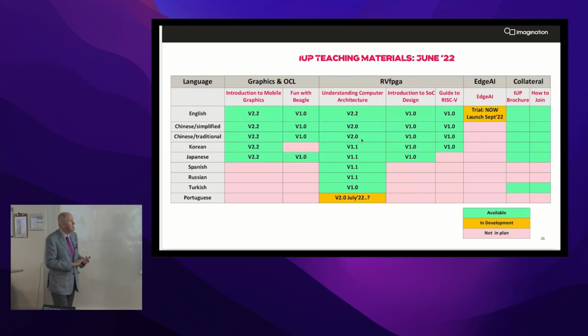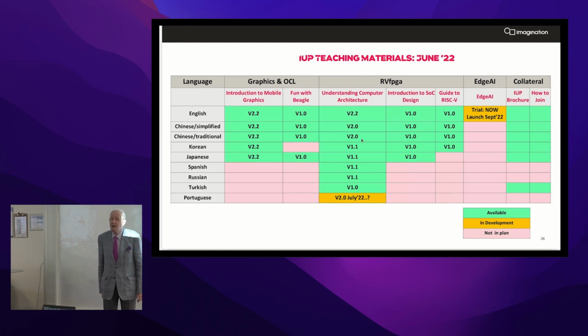So this is just a summary of the materials that are available and which language they're in. As you can see, understanding computer architecture is in 8 languages, and in fact, I've just heard today that the Portuguese version will be ready in September of this year, September 2022. And Edge AI, we will launch the English version of that end of September.